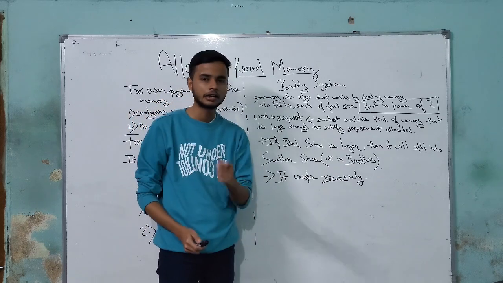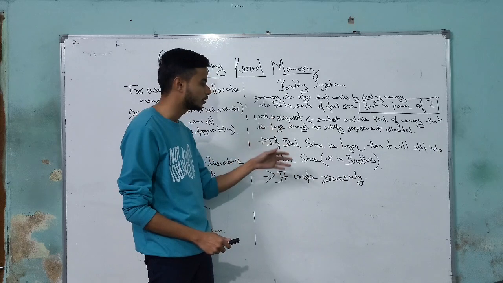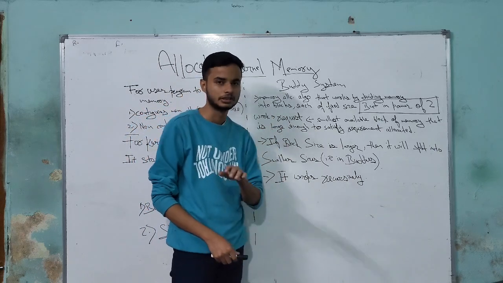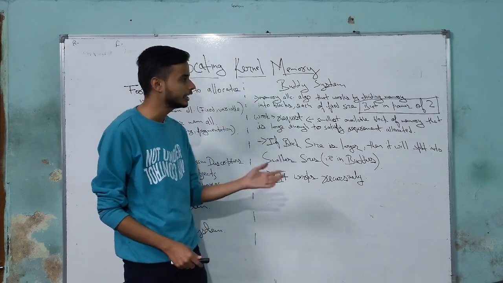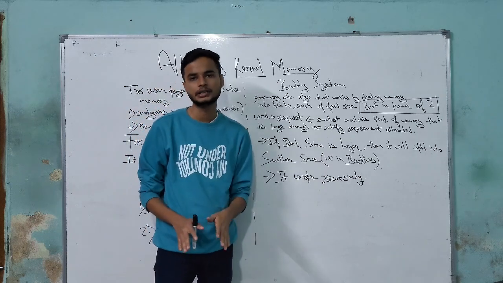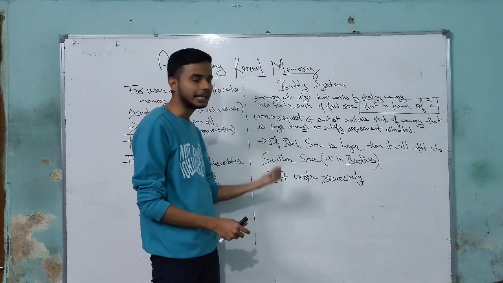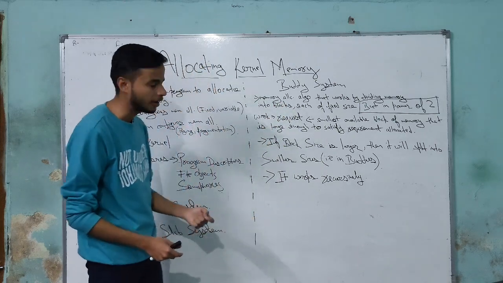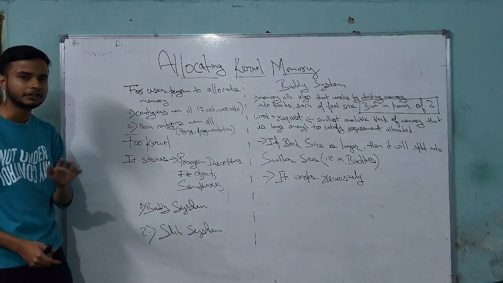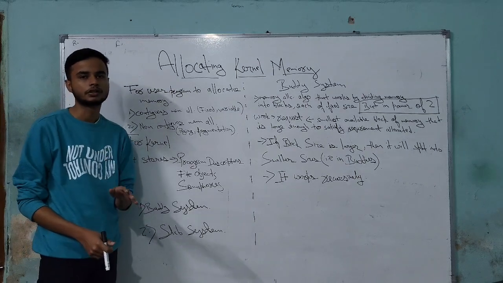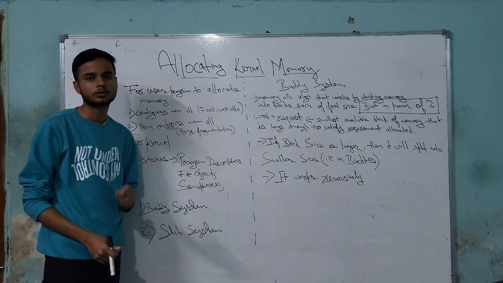Another most important thing about this algorithm is that it works recursively. After we see the example of the buddy system, it will be clear how exactly it works. So now I am going to rub this part and we will see one example of allocating memory through the buddy system.